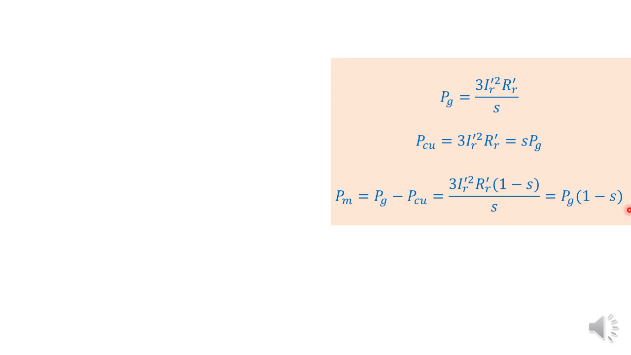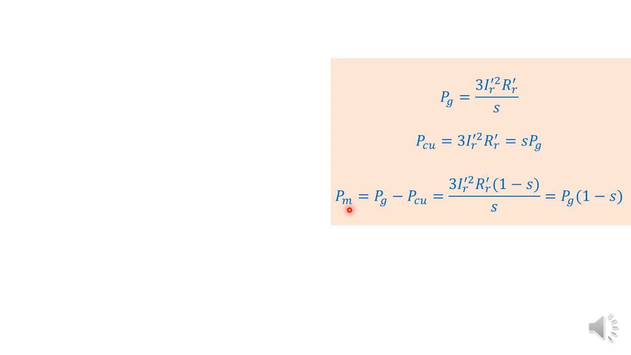Output power means the power output available at the shaft. So the mechanical power developed is not completely available at shaft. There will be friction and windage losses. Mechanical losses will be there. So we can't write the output power is equal to PM. But for the time being, here we are neglecting the mechanical losses.